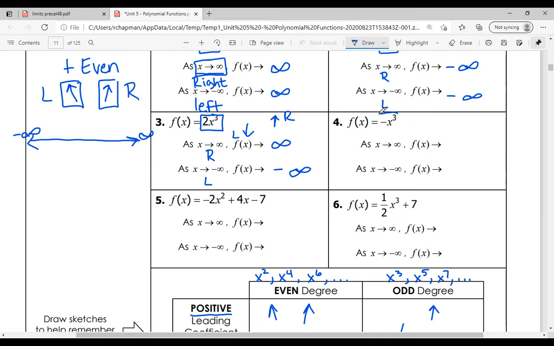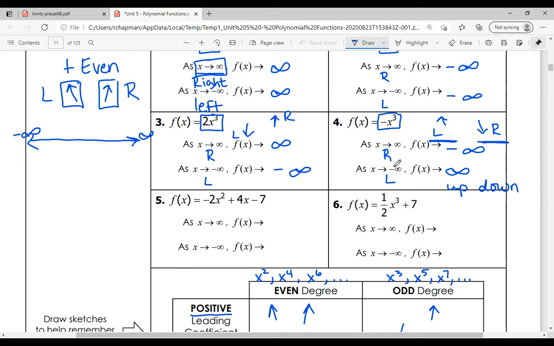What do negative odd polynomials do? What do the end behaviors, those infinity arrows, do? Left goes up, right goes down. So remember, this is the right side, this is the left side. So right side this time goes to negative infinity because it's pointing down, and the left side goes to positive infinity. Now, if you were answering this question, you would actually choose up, down, because the first side goes up, the second side goes down. You always read the graph from left to right.